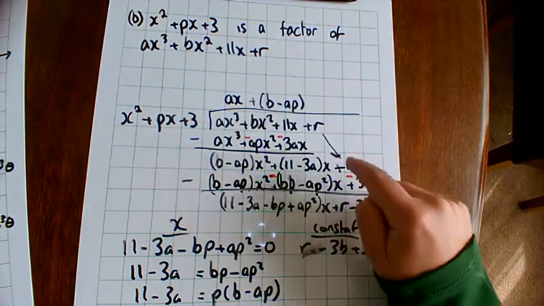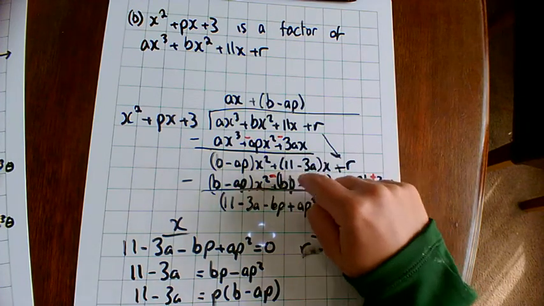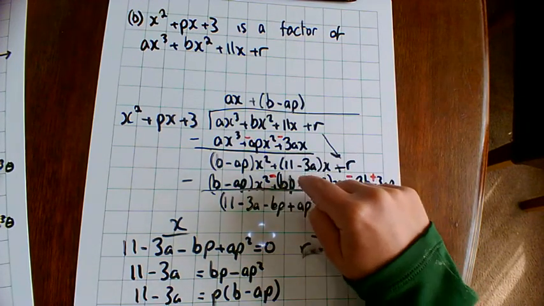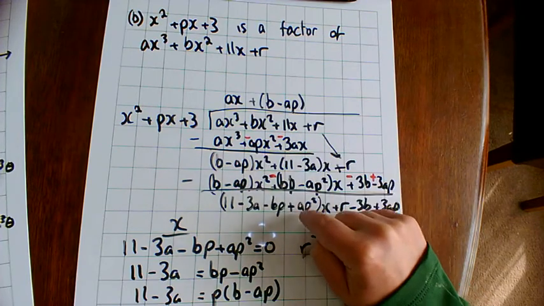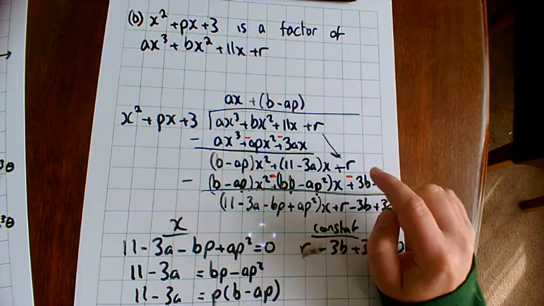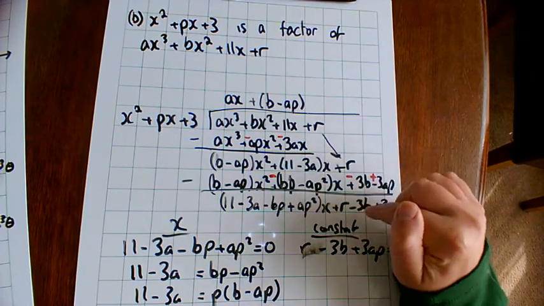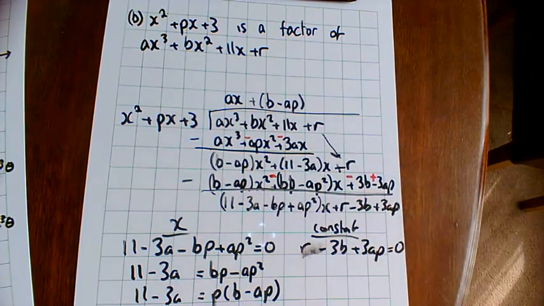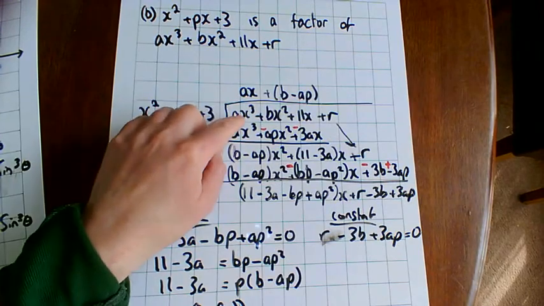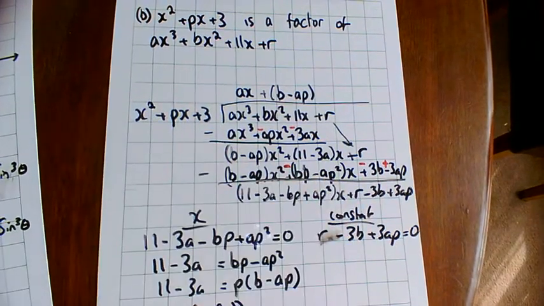Then I take away, changes the signs. So I do 11 minus 3a minus bp, minus minus becomes plus. So again, I just keep taking them down. It's starting to look messy, but don't worry, it will work out in the end. And then this minus both of these changes the signs. We end up with this. Okay, so for this to be a factor of this, this remainder must be 0, and it's not 0.